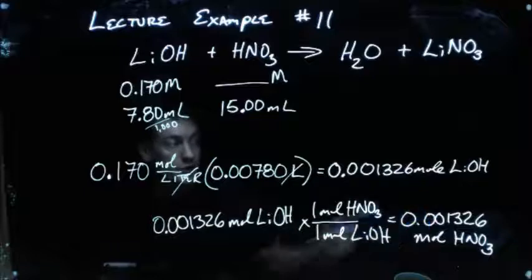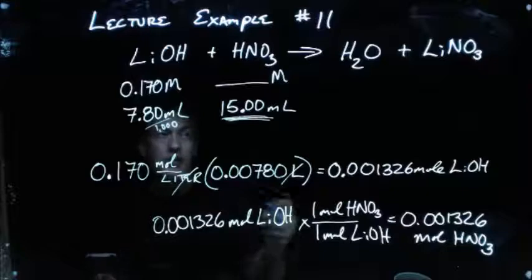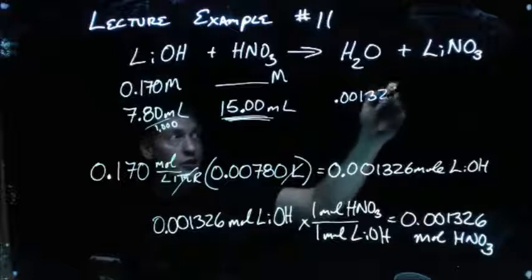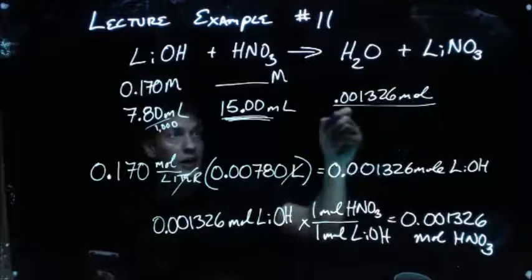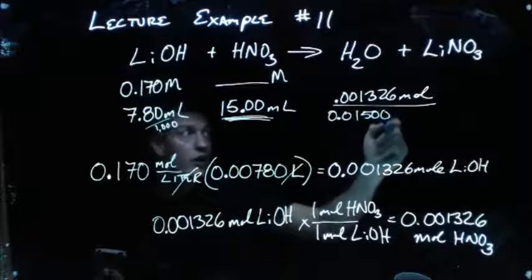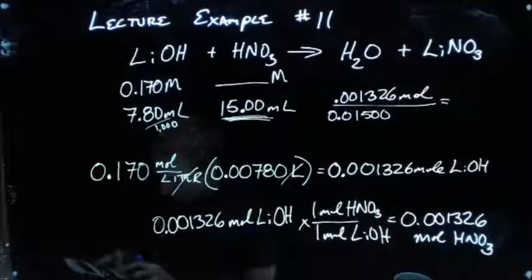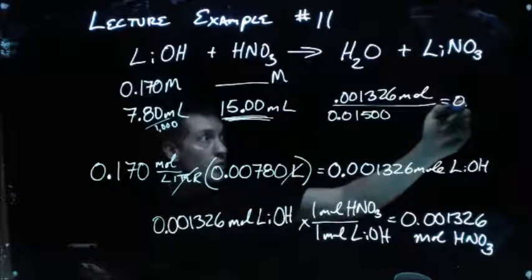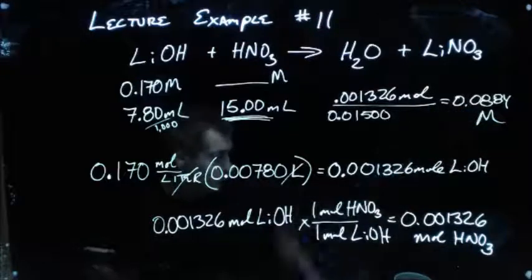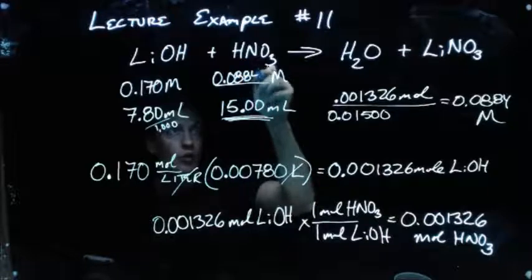And that 0.001326 moles was housed in 15 milliliters. So if we take 0.001326 moles divided by that as liters, 0.01500, then that is going to equal 0.0884 molar. And so that is our answer, 0.0884 molar.